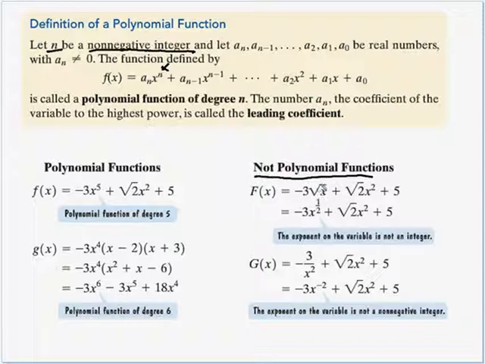Well, here we have x under a radical, and we can think about that as x to the half power. That is not an integer, so this would not be a polynomial. Here we see 3 over x squared. Remember, we can bring that up and make the exponent negative. Negative 3 x to the negative 2 power. Remember, our exponents have to be integers, non-negative integers. So that right there will disqualify, and this is not a polynomial.